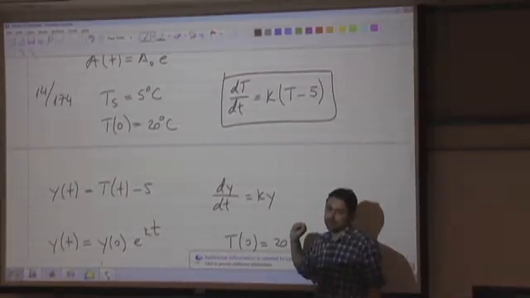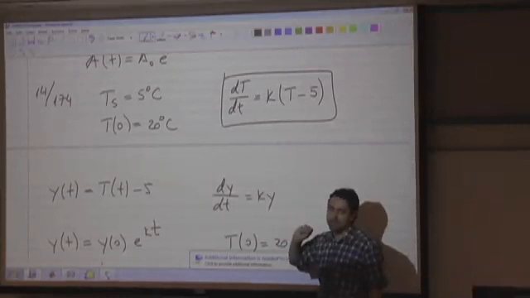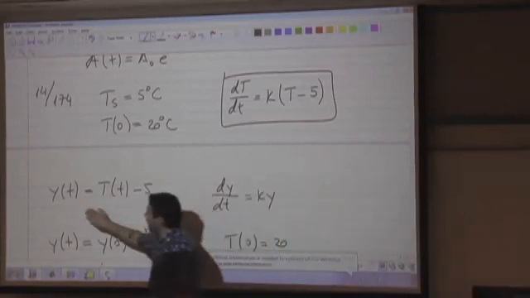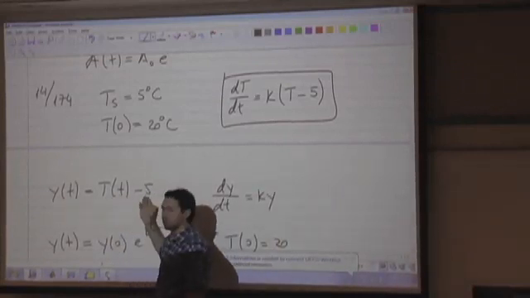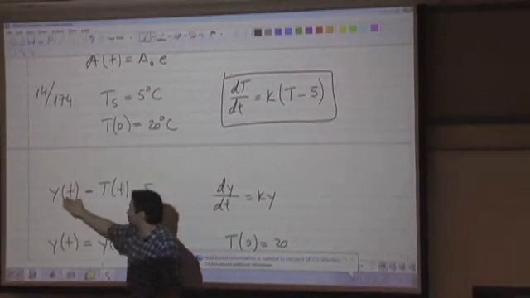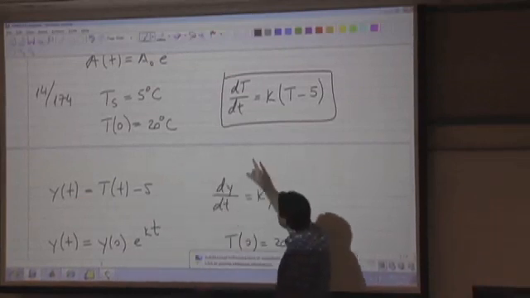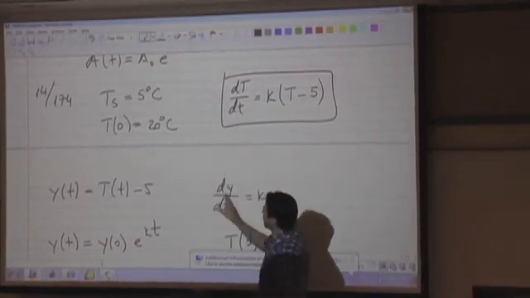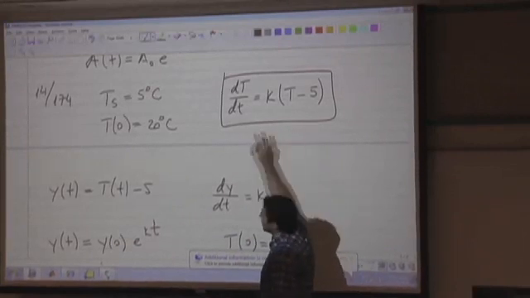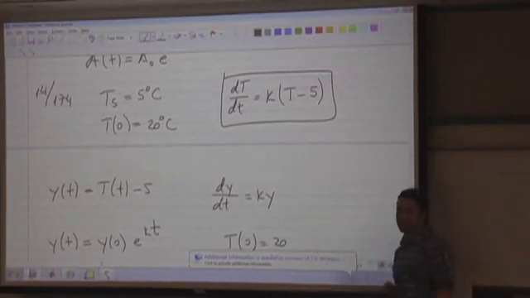Yes? Since the derivative of 5 is 0, the derivative of y is the derivative of T minus the derivative of 5, which is 0. So the derivative of y is the derivative of T, right? So the left hand side is that, and on the right hand side we make a substitution, T minus 5 to be y. So I'm just writing it out. So far so good?